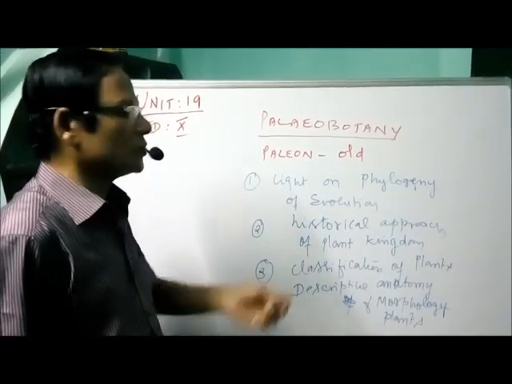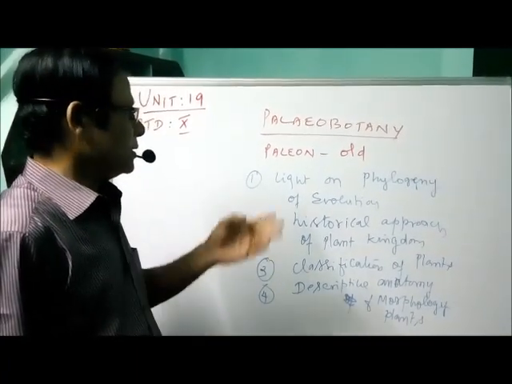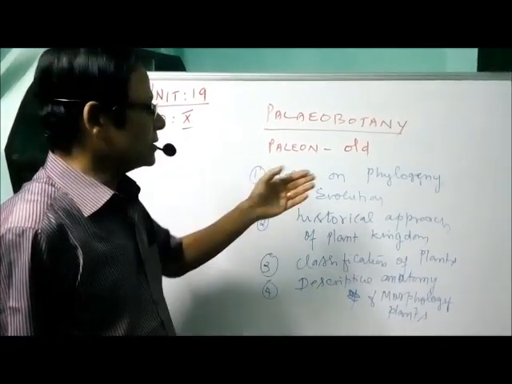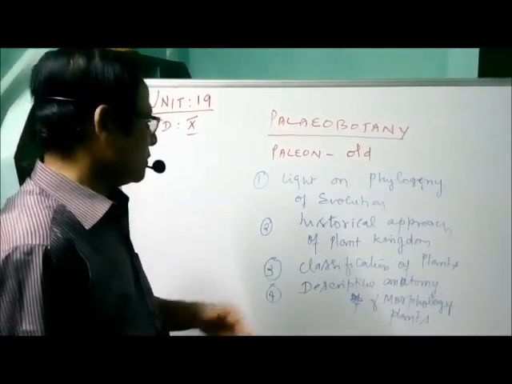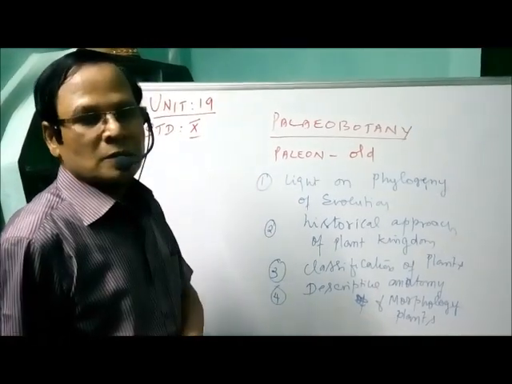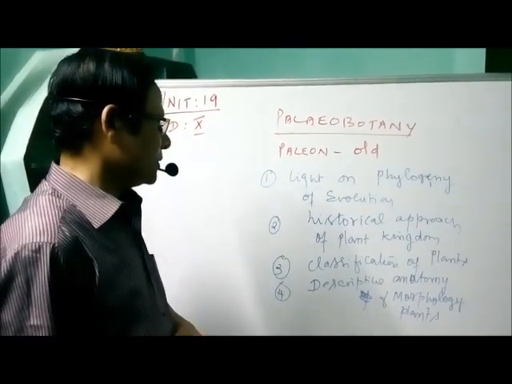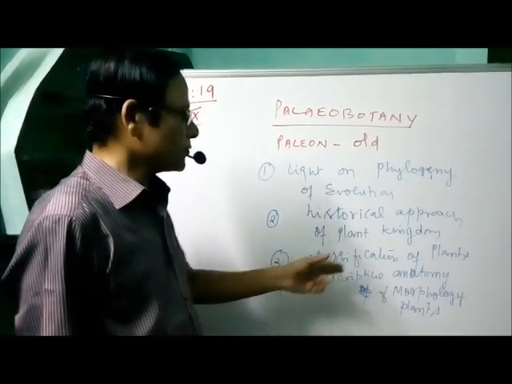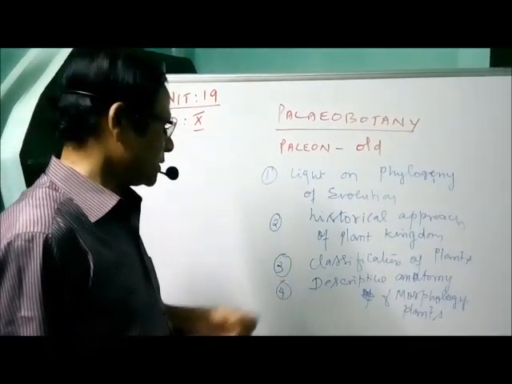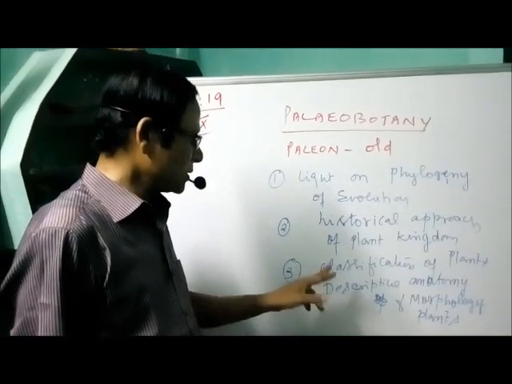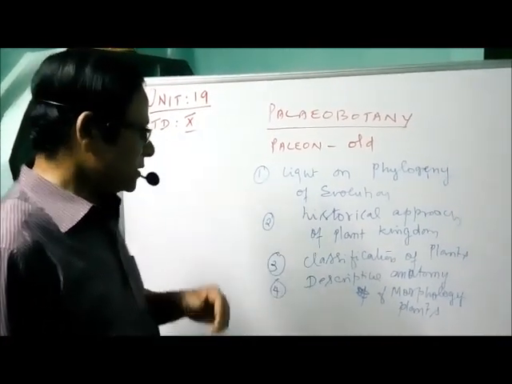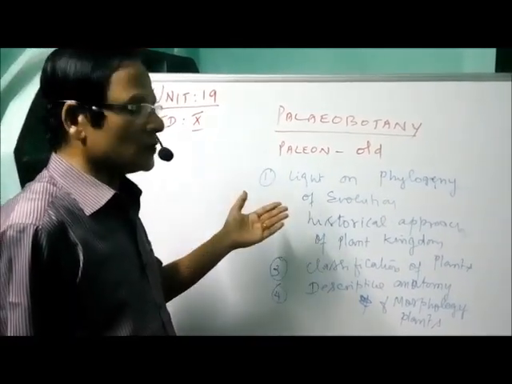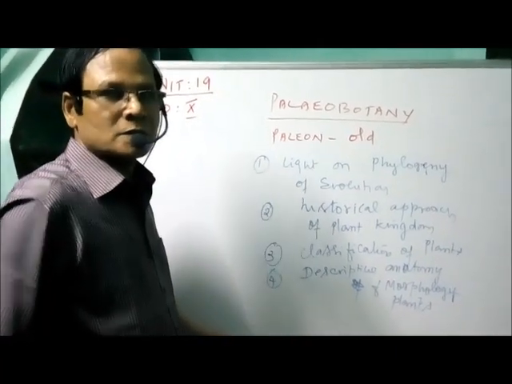Light on phylogeny of evolution. I mentioned already, phylogeny is the study of ancestors, the developmental stages that occur in the ancestral forms. It also helps with the historical approach to the plant kingdom, that is the historical aspect, the different types of plant science from the past. It is used to classify the plants based on evolution, that is phylogeny, and it can also be used for descriptive anatomy and morphology of plants. These are some of the benefits, or the significance, of plant fossils.